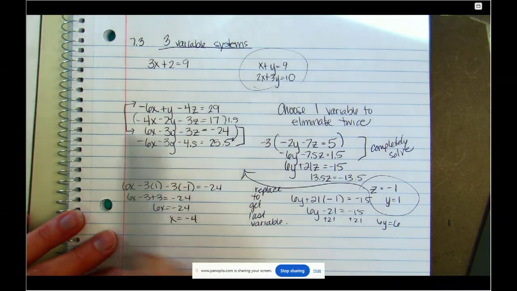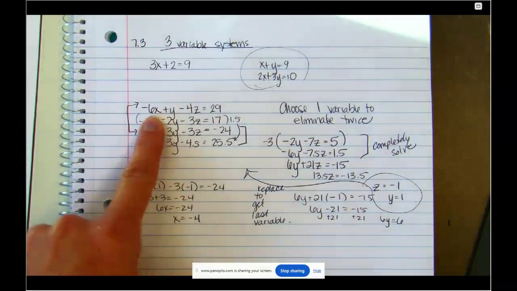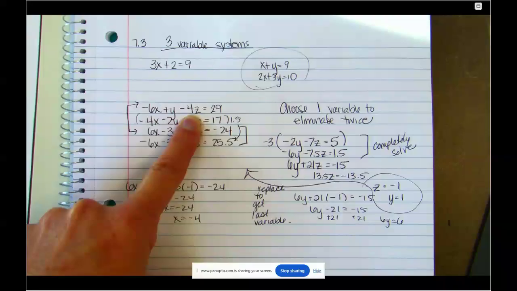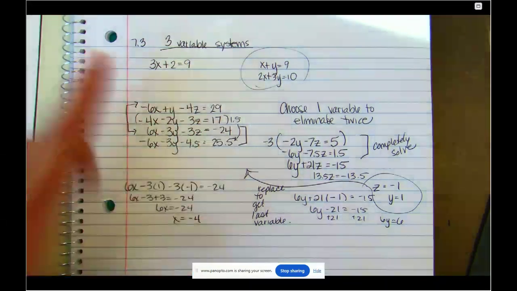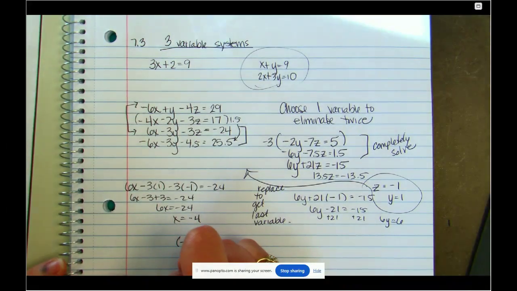You guys, these are ones that I highly recommend checking. I'm not going to force you to do it, but plug them in and do it. This is negative 24 plus 3 is negative 21 plus 4. I don't know if that's negative or positive, whatever. I would check them. It adds up to 29. I would check all of them if it was me. No, you don't have to. I'm not going to. We're probably right.